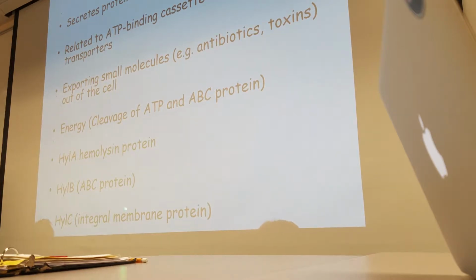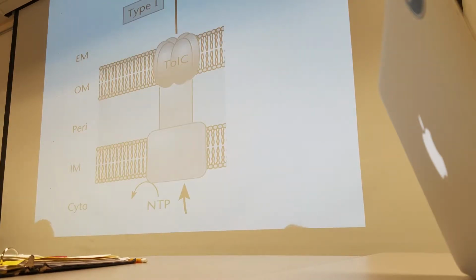So again, you have a lot of different components of the channel that either integrate in the membrane, which is a major part, or latch on and then move it through. So that's kind of the whole thing. So here in type 1, I'm breaking down this diagram. This diagram in your book has all the secretion systems in one big panel.